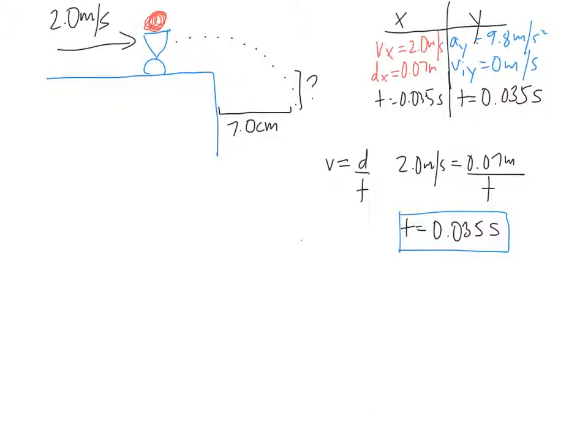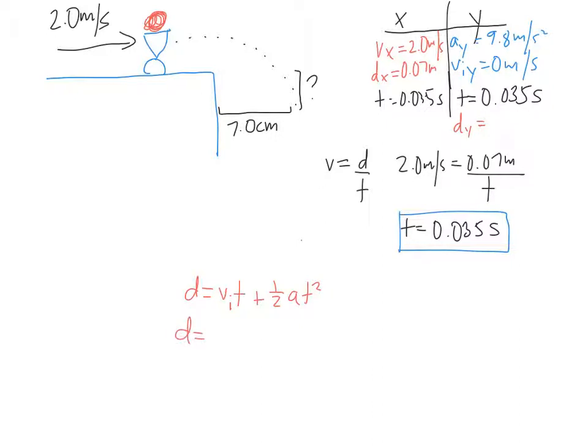Now that we have a time, let's look back at our y dimension and see if we can solve for that distance in the y. Do we have enough information? Yes, we do. Now we have to use this equation right here: d is equal to v_i t plus 1/2 a t squared. Now we're solving for d in the y direction.